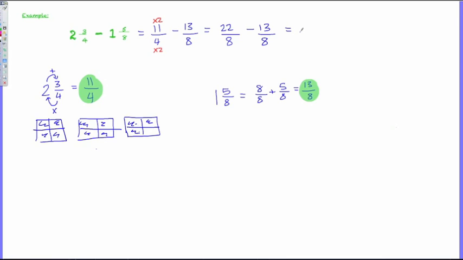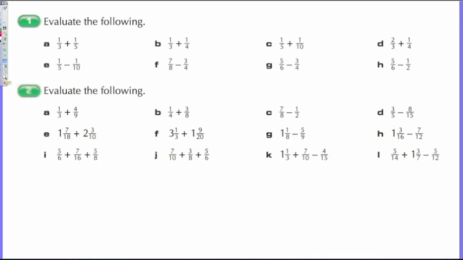Okay, so we've got 22 over 8, take away 13 over 8. 22 take away 13 is 9, so I'm left with 9 over 8, and you can leave your answer like that. So for these questions you're going to evaluate the following.